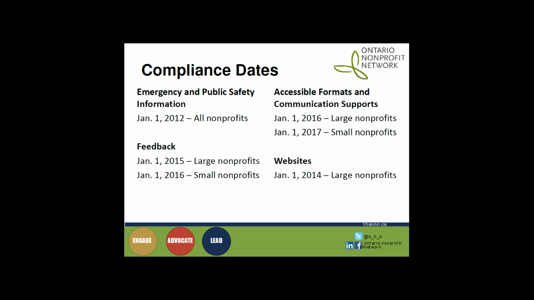Deadlines. The emergency public safety requirement came into effect as of January 1st, 2012. So that's been in effect for a while. Feedback is also now in place for everybody. Accessible formats, small organizations will have to do this as of January 1st, 2017. So basically, if anybody asks for information in accessible format, you need to do that starting the top of next year. And websites, it was as of January 1st, 2014 going forward.